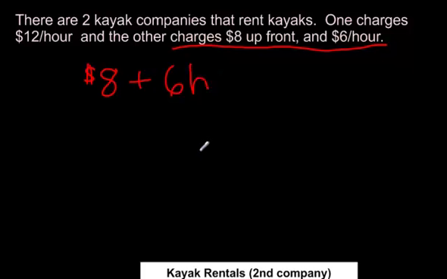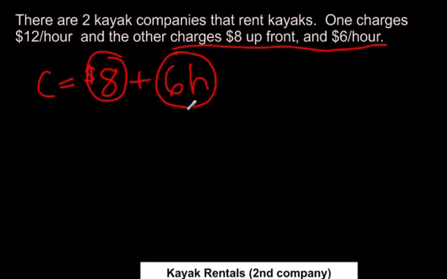Okay, can we just make an equation here? Well, all you really have to do is put a C here for cost, and you've got $8 and $6 per hour. Let's see if this works. If you go for 0 hours, notice where the H is, I put a 0. 6 times 0 is 0. So if you go for 0 hours with that company, it's going to cost you $8 because you agreed to rent their kayak. That's $8, please. So $8 no matter what.